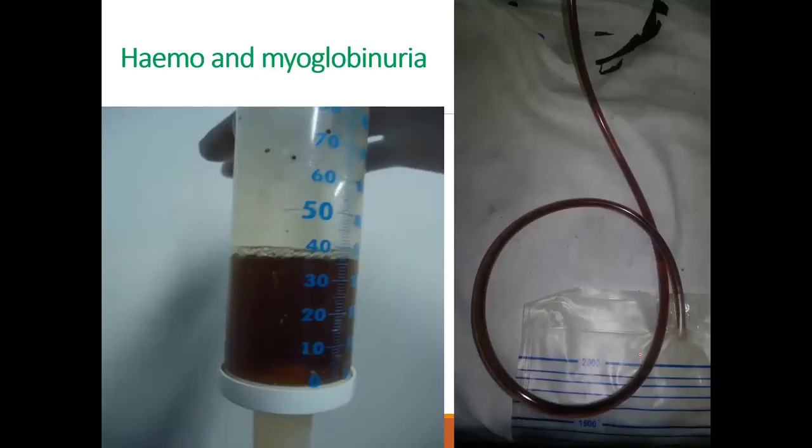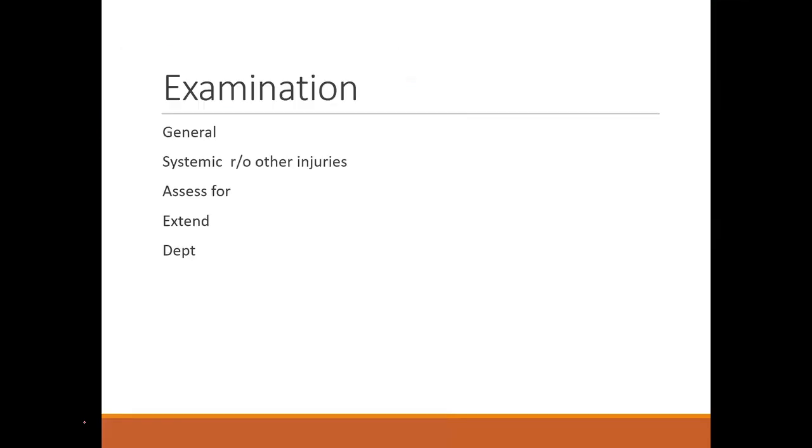Now you can see this is hemoglobinuria or myoglobinuria. You can see the color from tissue destruction. A lot of myoglobin is released and excreted, and this can cause acute kidney injury because they will block all the renal tubules. You do a general physical examination, systemic evaluation.